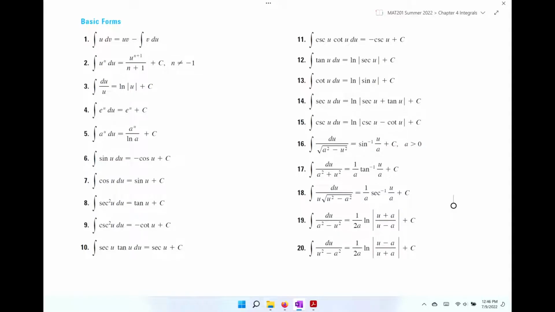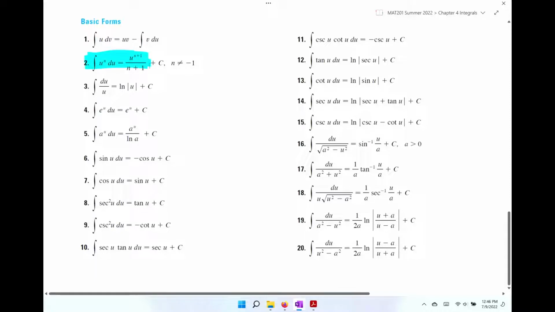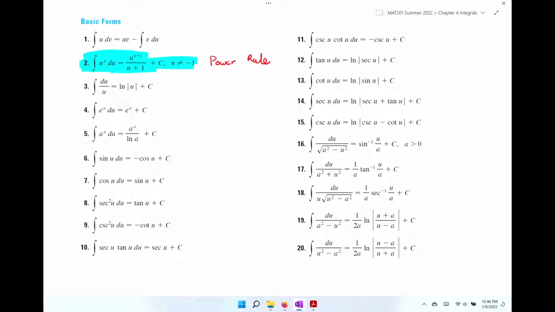All right, so here's our notes. And the ones that I really want us to be responsible for, and I'm going to highlight them here for us, all right, is definitely going to be this one right here. So here's our first one. Okay, and this is the power rule. All right, so whenever you have a function of u, or better yet, a function of x raised to an exponent, notice what you do is you will take the exponent, add 1 to it, and then divide by the same exact number.